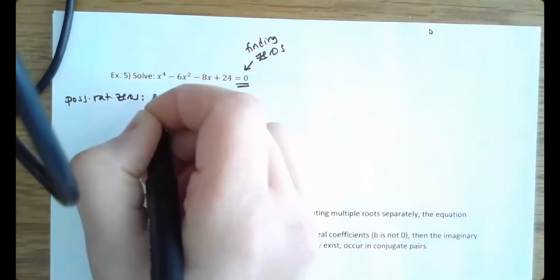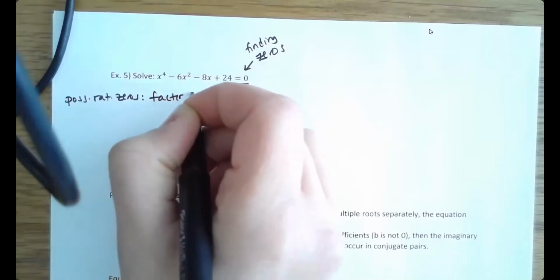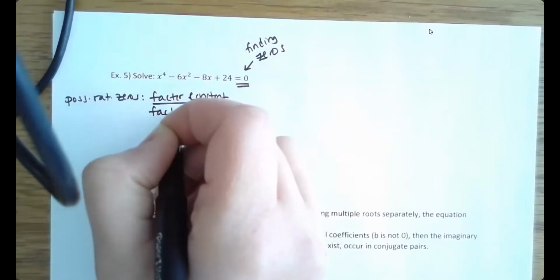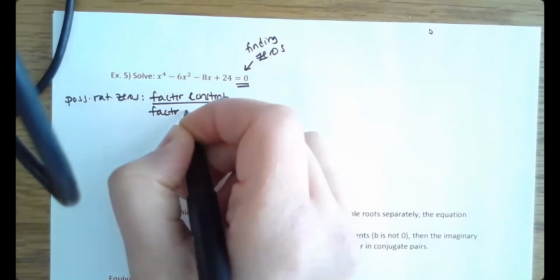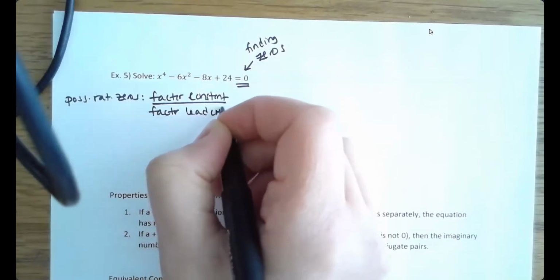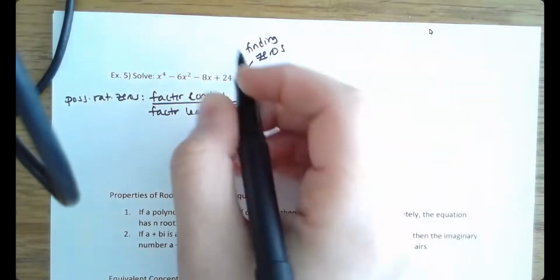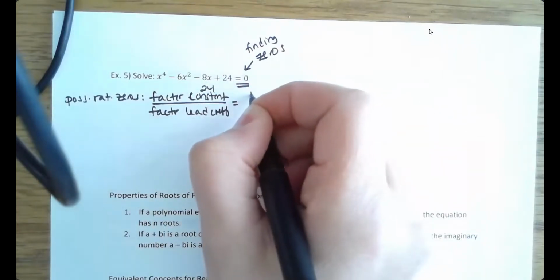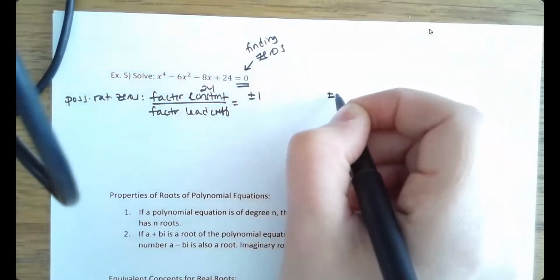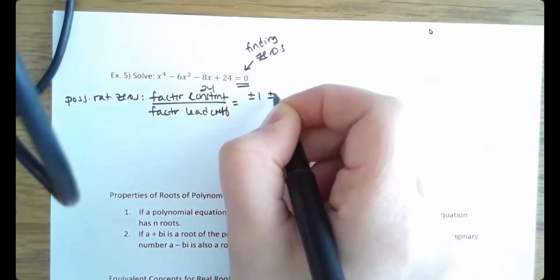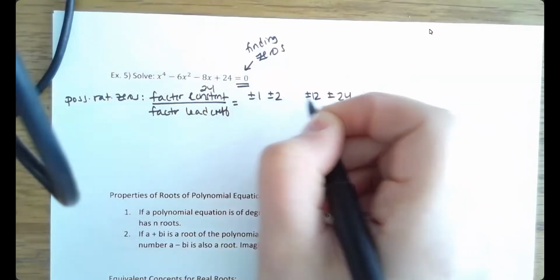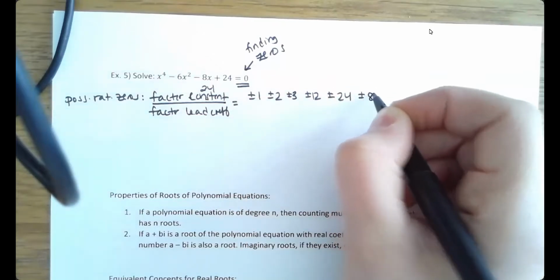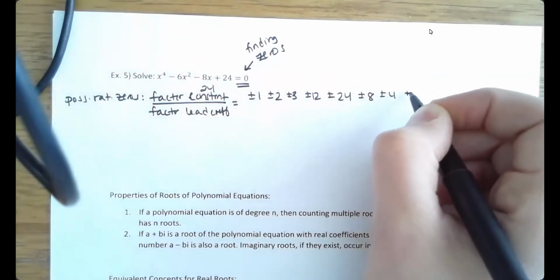So remember, I look at my factors for the constant term on top, and I look at my factors for the leading coefficient on the bottom. So my constant is 24. There's lots of options here, right? So it's plus or minus 1 and plus or minus 24, plus or minus 2 and plus or minus 12. I'm going to run out of room, plus or minus 3 and plus or minus 8, plus or minus 4, plus or minus 6.